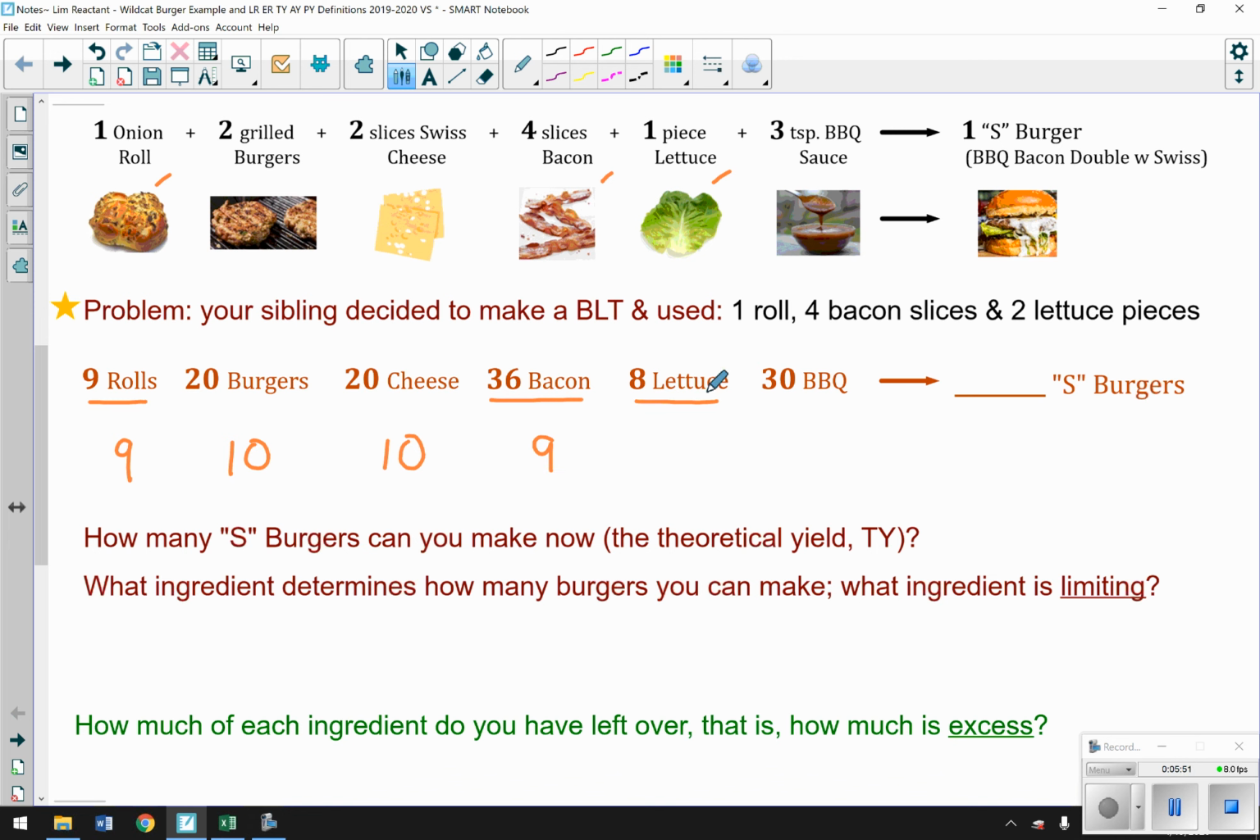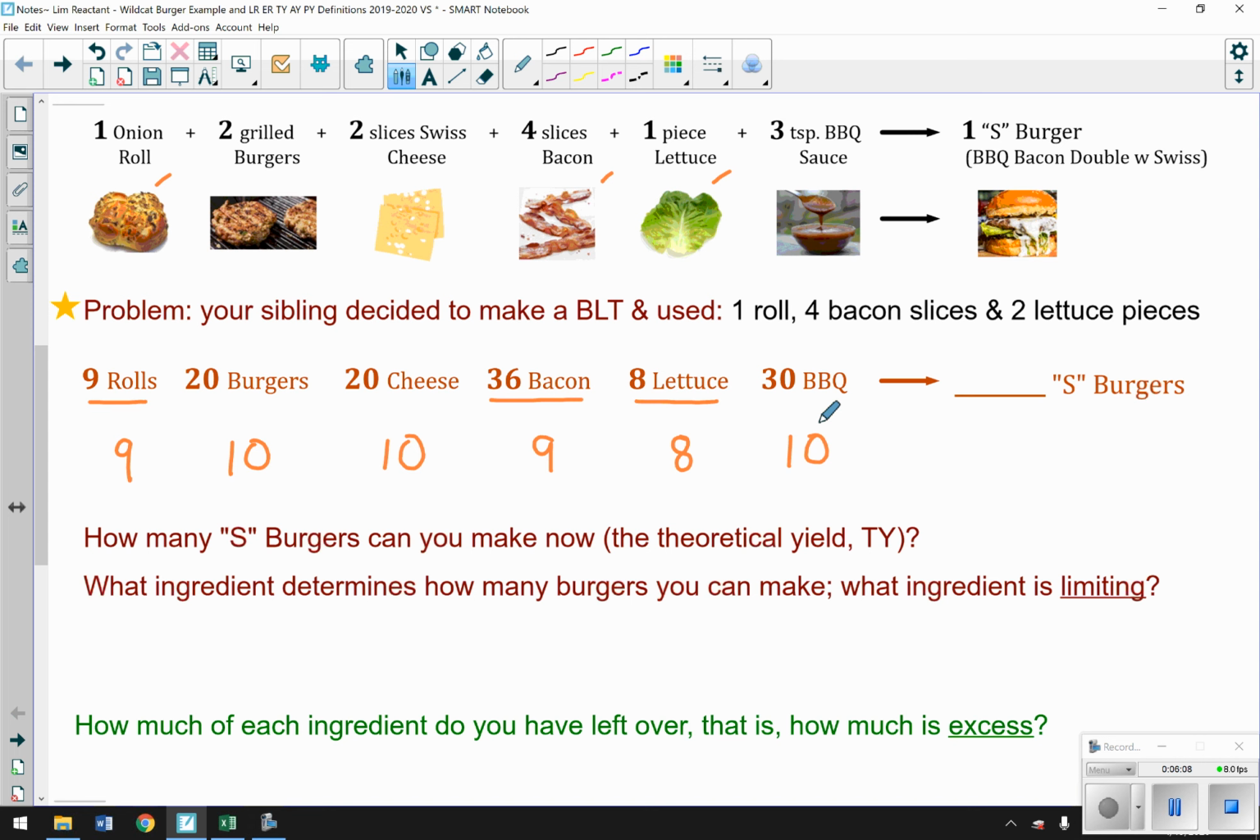Oh, you only have 8 slices of lettuce, and it takes a piece of lettuce per. So if you just look at the amount of lettuce you have left, you can only make 8 S burgers. And then finally, with the barbecue sauce, you have plenty of that. You could, in effect, make all 10.